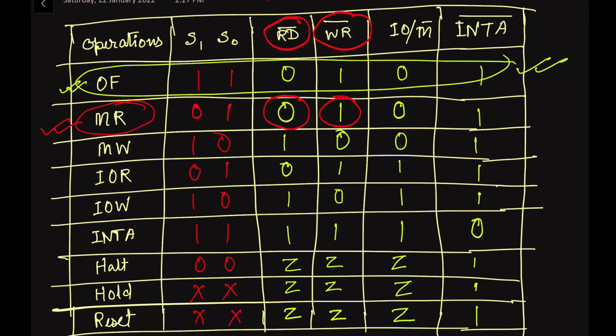For IO/M bar, when we are concerned with the memory part, memory is the active low signal here, so we have to put a 0. INTA means the interrupt acknowledgement, and this has no relation with the memory read machine cycle. We have already learned about the opcode fetch operation in our previous video, so please watch that video if you have any confusion about the opcode fetch operation in the microprocessor. In this video we will take one example, and through that example we will see the timing diagram.